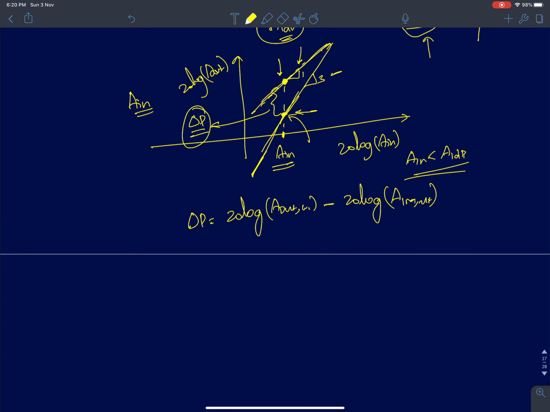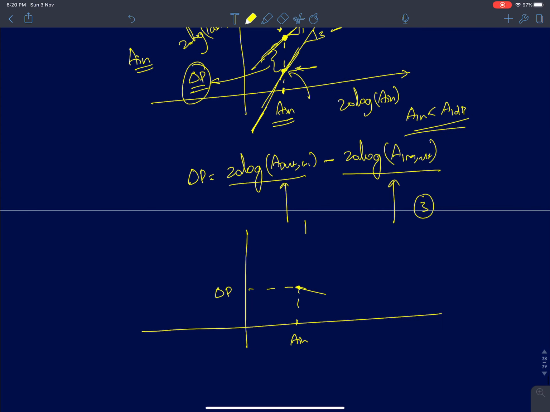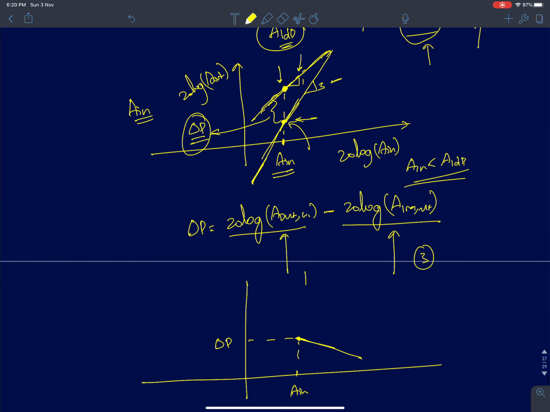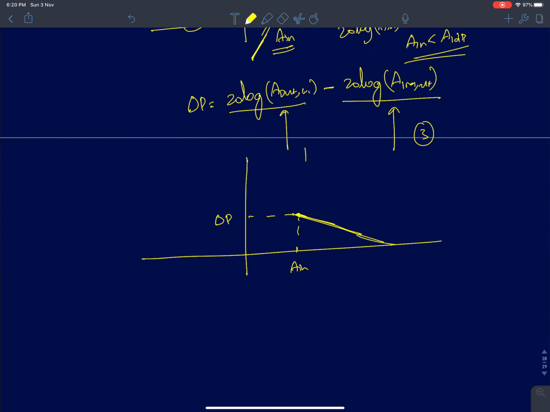Now it's the difference between this term minus this term. Now we know that this term increases with a slope of 1, and this term increases with a slope of 3. So I'll try to plot delta P as a function of A in. So first at A in, the value of delta P is the peak value. After that, the value of delta P is going to reduce. When I reach A IIP3, if you remember here, the two levels collide, they become the same, so delta P will become 0. So delta P will fall with a slope of 2. That should be pretty obvious now.